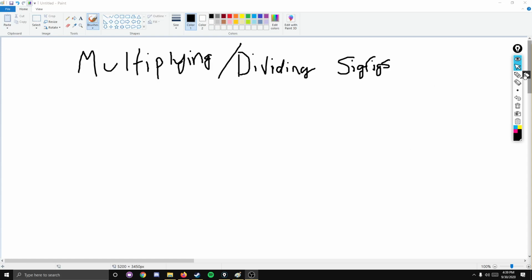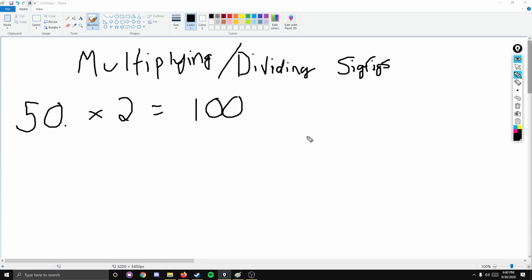Multiplying and dividing sigfigs have their own set of rules as opposed to addition and subtraction. For multiplying and dividing, we don't need to pay attention to decimal places, we just count the number of sigfigs. So for example, if we have 50 with a decimal place times 2, what we should first do is just do the multiplication as is. So 50 times 2 is obviously 100.